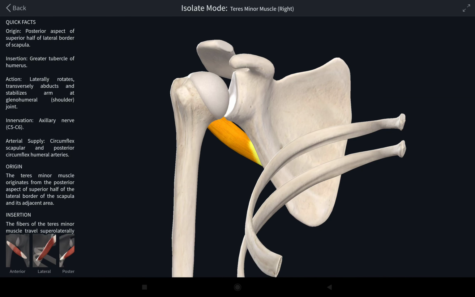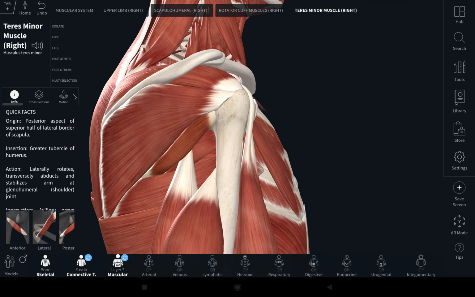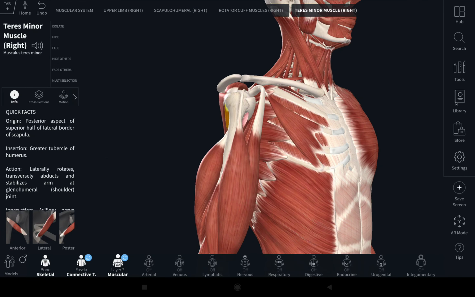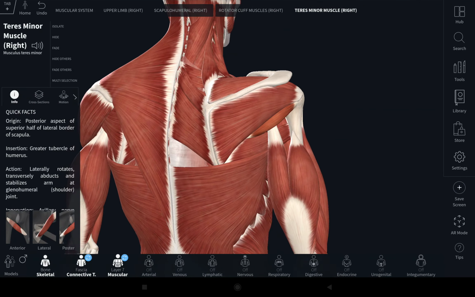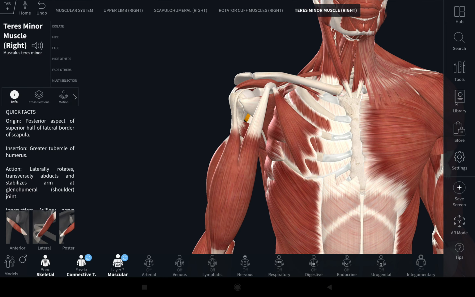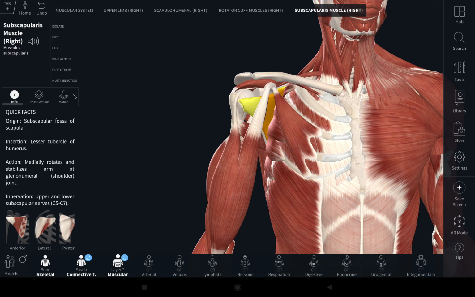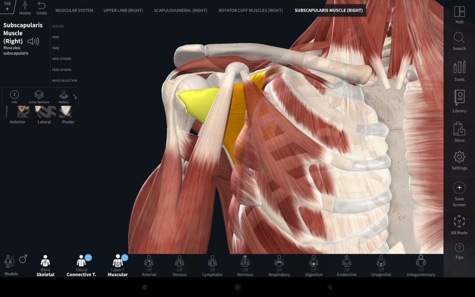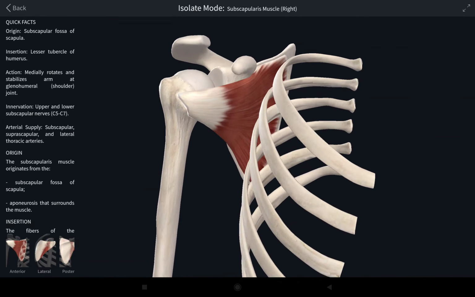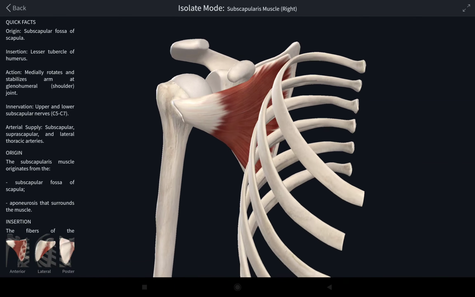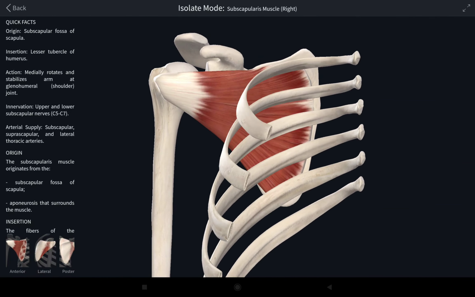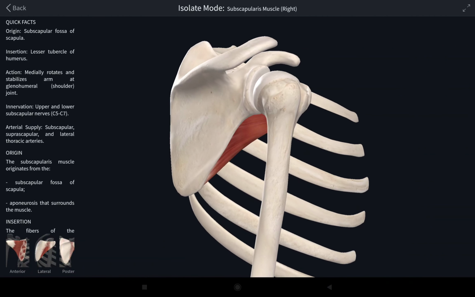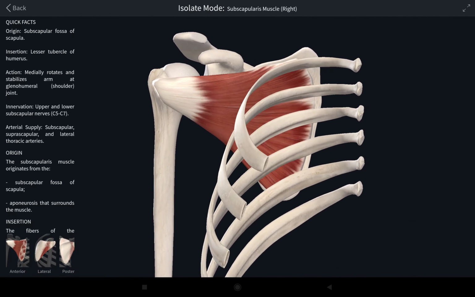And the next muscle is, look here, the subscapularis muscle, which arises from the subscapular fossa and inserts into the lesser tubercle of the humerus. This is the subscapularis muscle.